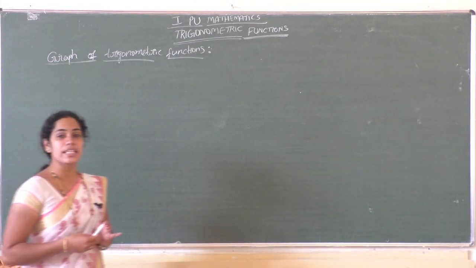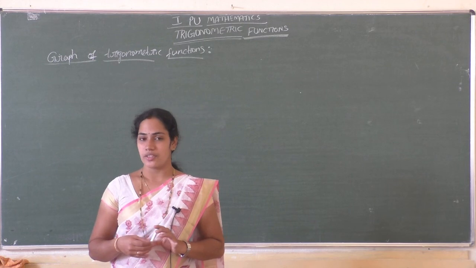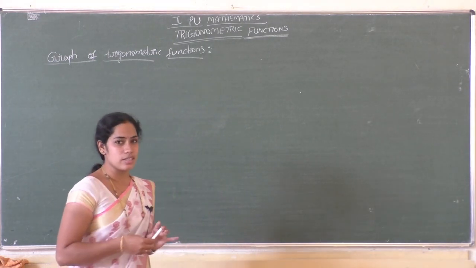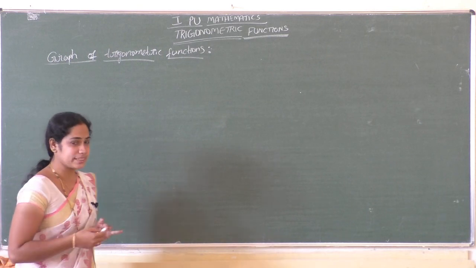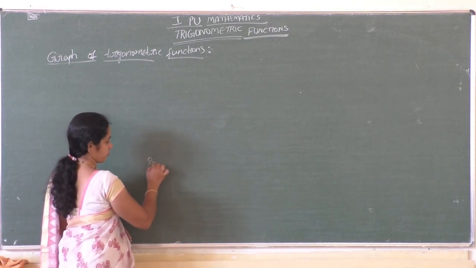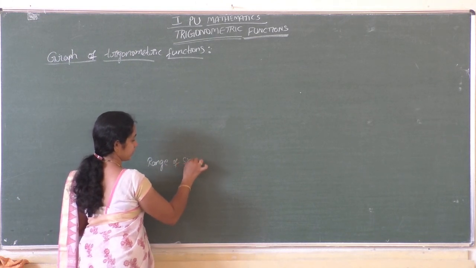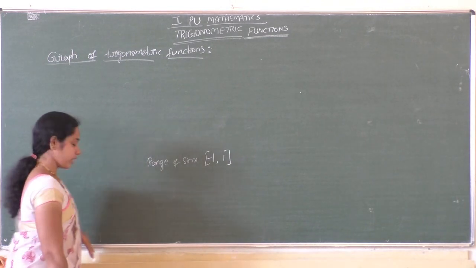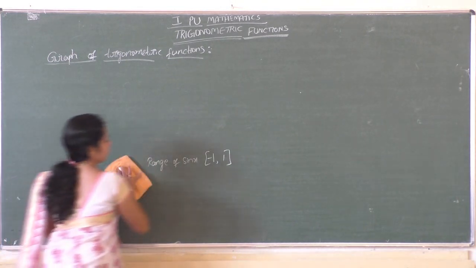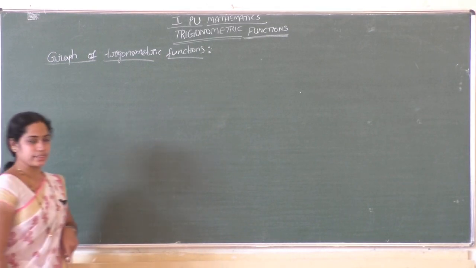What is the domain of sin x? The domain of sin x is the set of all real numbers. What is the range? The range of sin x is -1 to +1, where both are included. So the range of sin x is [-1, 1]. This one we have discussed in the last class.